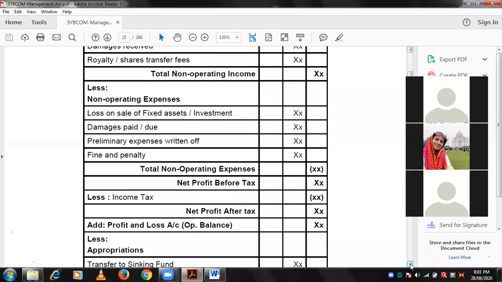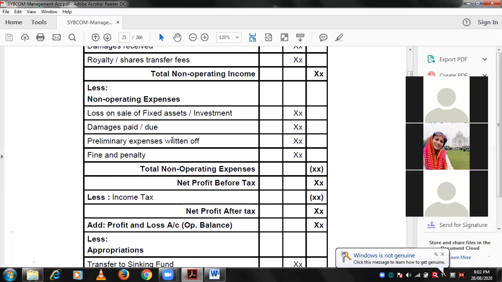So non-operating expenses. Non-operating expenses are also the expenses which are incurred by the business firm, not in the normal course of business, but due to some abnormal thing like the loss on sale of fixed assets, damages paid, or the compensation given, or the preliminary expenses written off, fines or penalties paid to government or maybe to any agency.